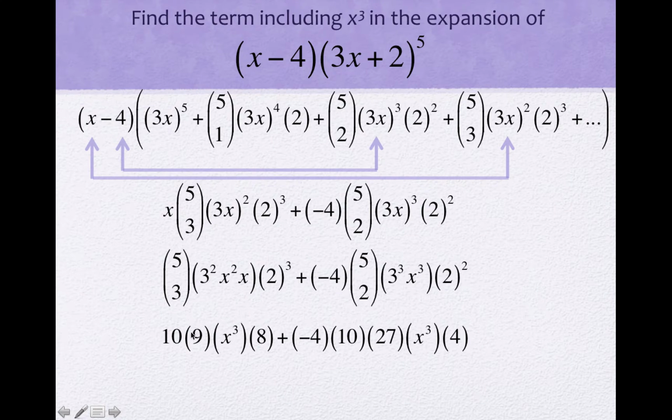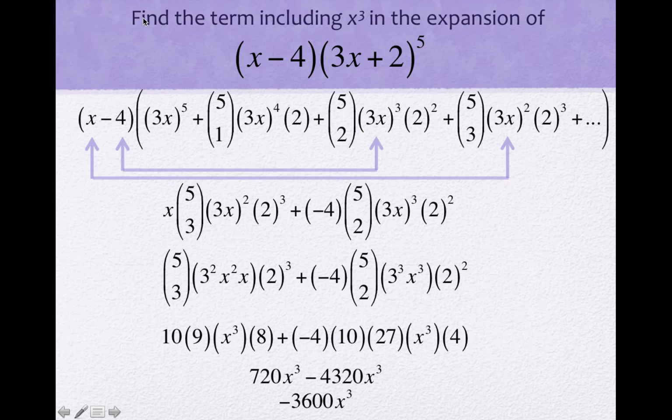Now I can actually say this. Well, if I have 10 times 9 times x cubed times 8, I can say that's 10 times 9 times 8 and then put it in front of x cubed, right? So multiplying those three numbers. And similarly, I can say multiplying here, negative 4 times 10 is negative 40. Multiply that by 27, multiply that by 4. I end up with 720 x cubed, and I get a negative from here, 4320 x cubed. So I have 720 of something minus 4320 of something. I subtract those constants out front, those coefficient values. I get negative 3600 x cubed. So that's going to be the term.